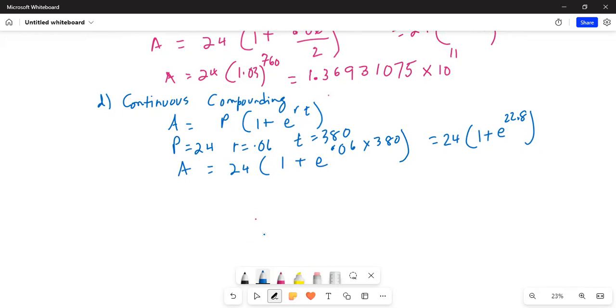And that number is slightly higher than semi-annual compounding. A is equal to 1.914808864 multiplied by 10 to the power of 11. Okay, so continuous compounding gives me the highest amount in 380 years. That is because of the natural number raised to the power of the annual rate in decimal multiplied by the time, which is 380 years.